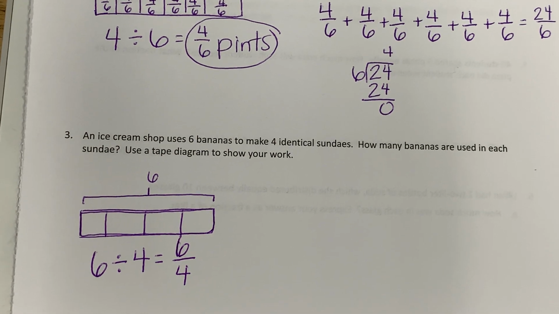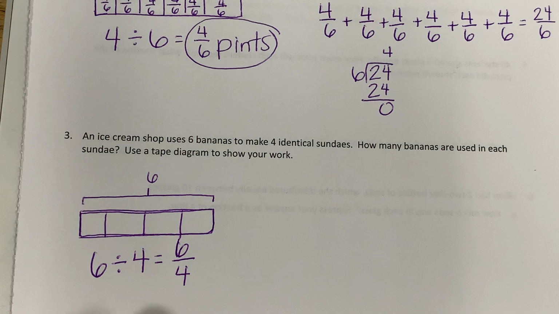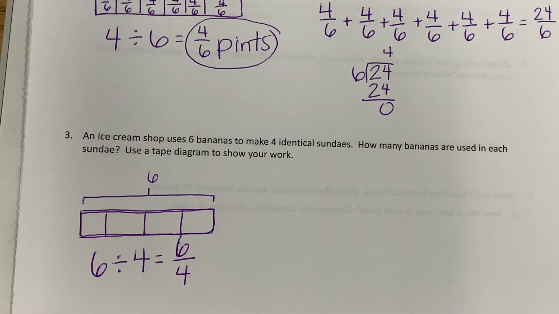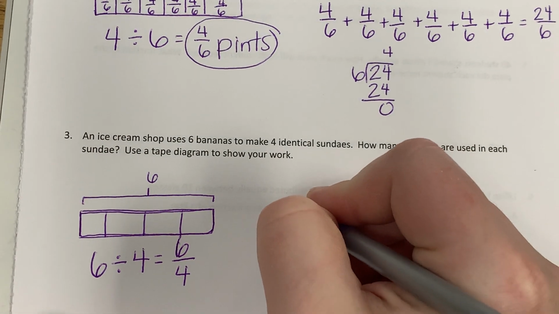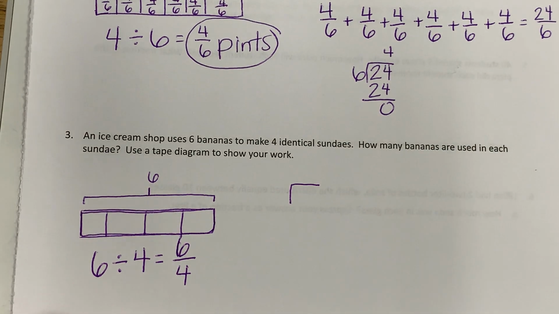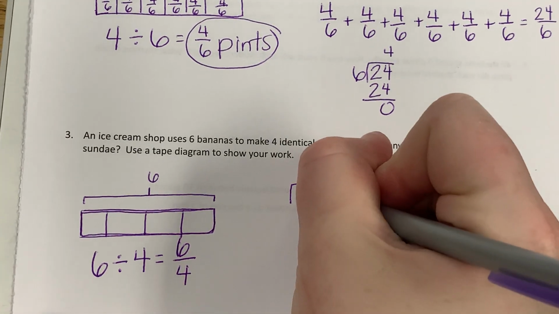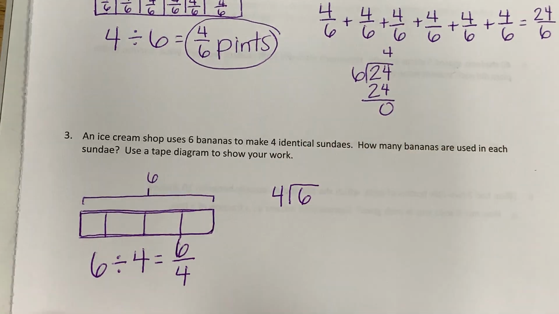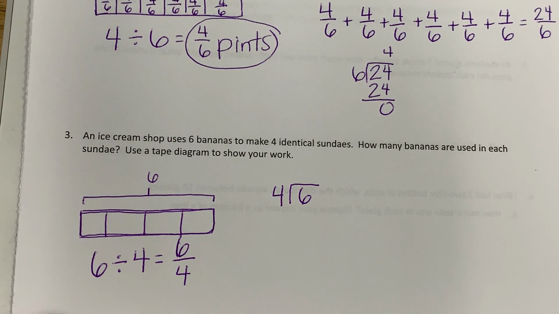6/4. Now, I have a problem. 6/4 is improper. So what do I need to do? I need to divide. Well, which number goes on the inside and which one goes on the outside, Malachi? 6/4. Perfect. He got it. 6 goes on the inside, 4 goes on the outside.